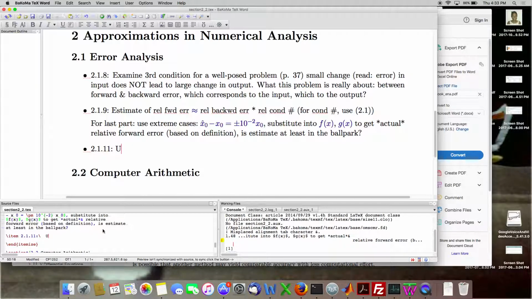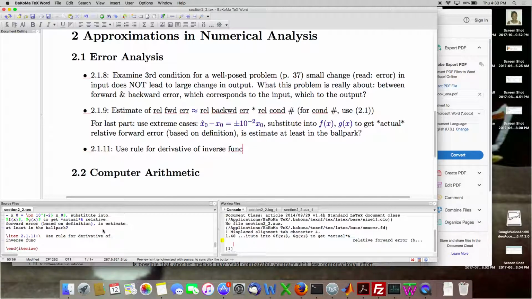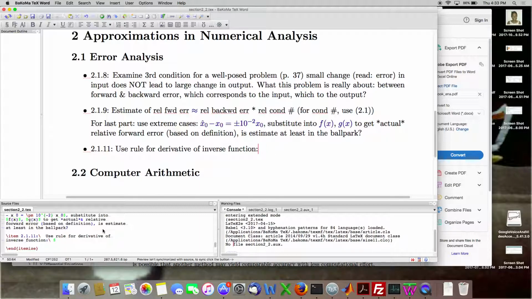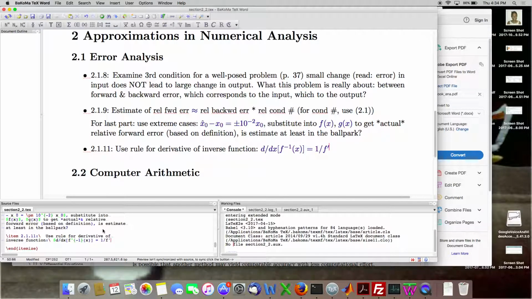okay. So use the rule for the derivative of an inverse function. And that's 1 over f prime of f inverse.